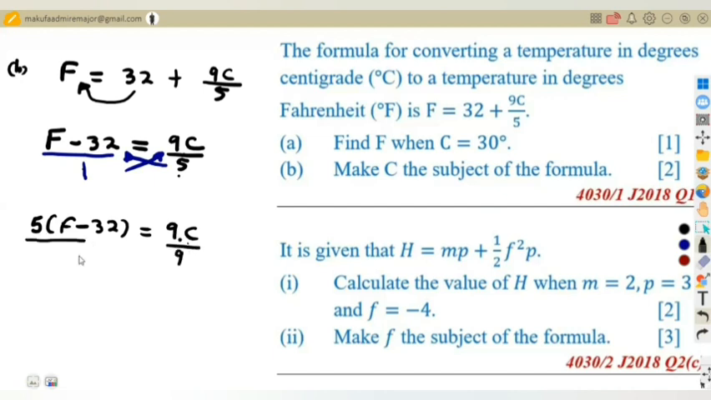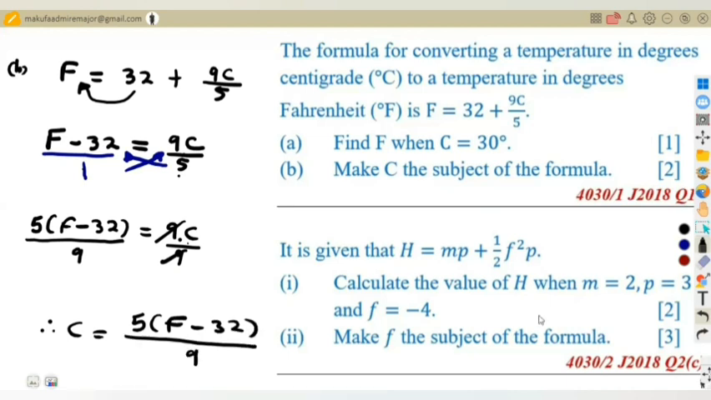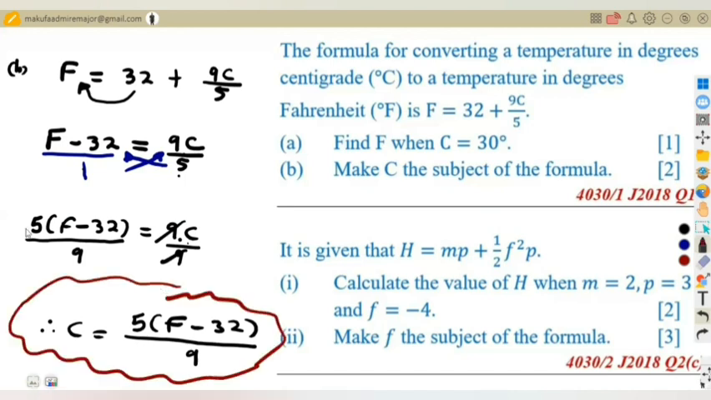Instead of expanding your brackets here by 5, you can just divide by 9 both sides. As you can see, you are left with c because you are multiplying in this case, so the opposite is to divide. Therefore, we are going to have our c as 5 into f minus 32, everything over 9. So that is how we could have played around with this information that we are given to make c the subject of the formula.